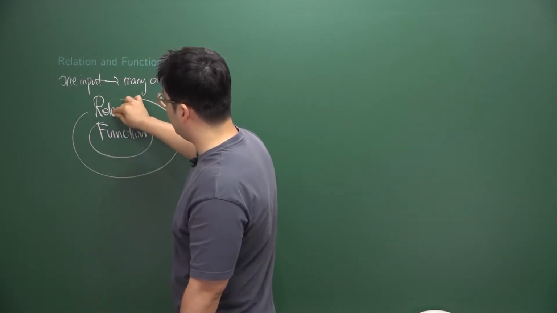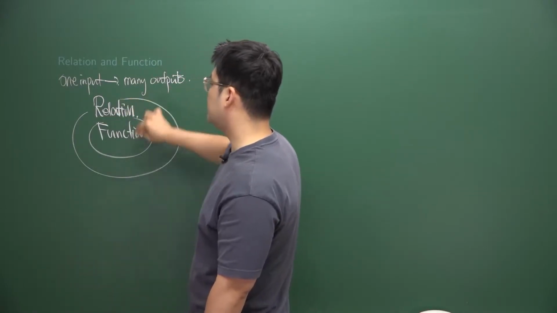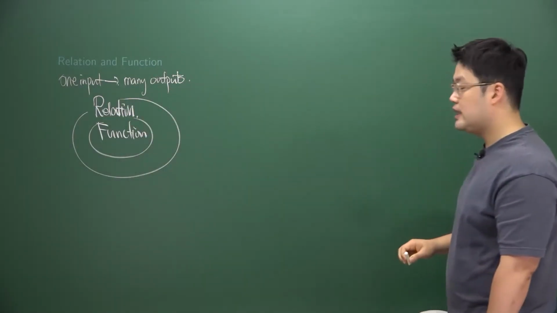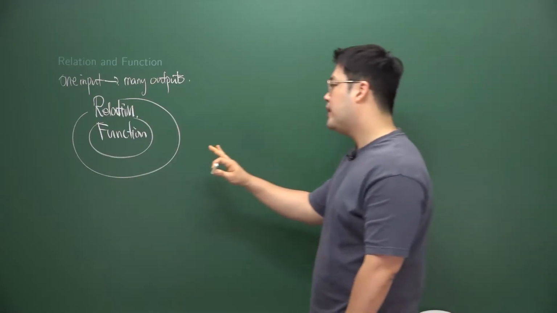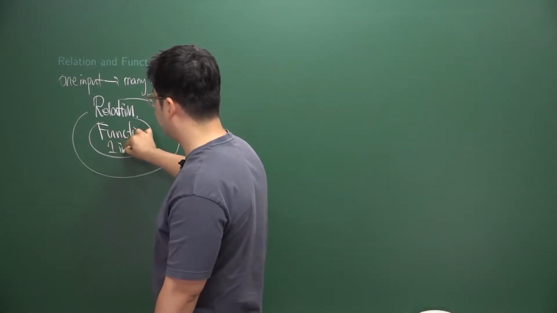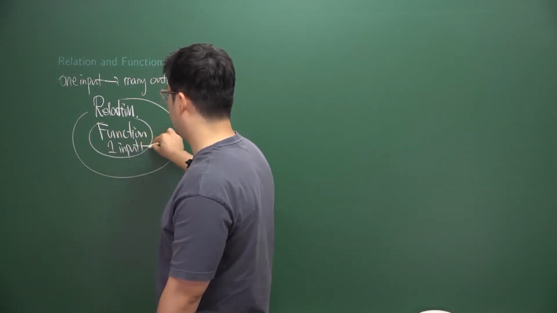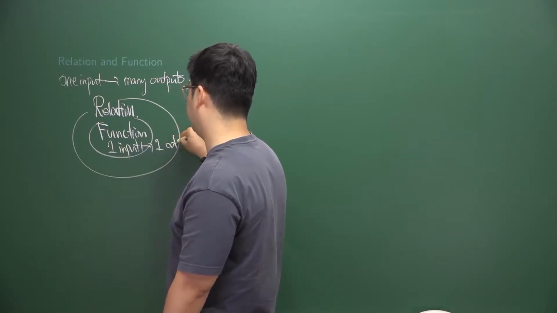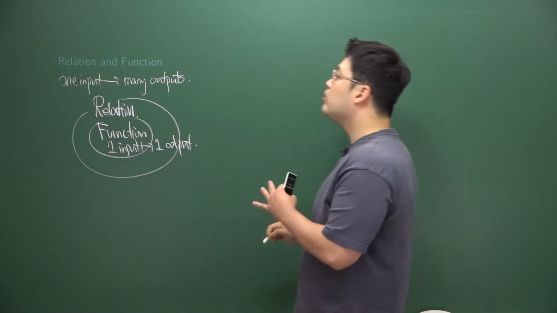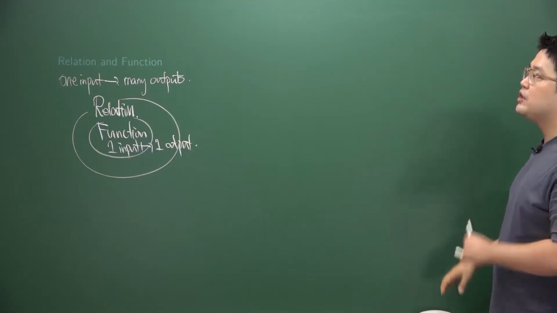It stays inside relation. And when we say function, it says one input goes to one output. That's all you got to know. All right, so relation and function.